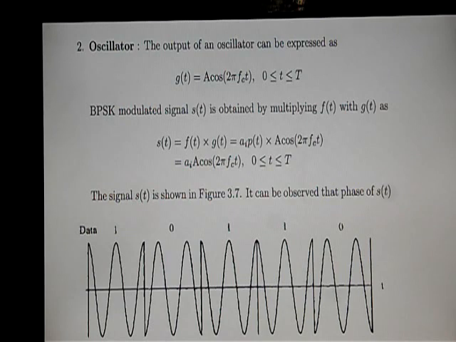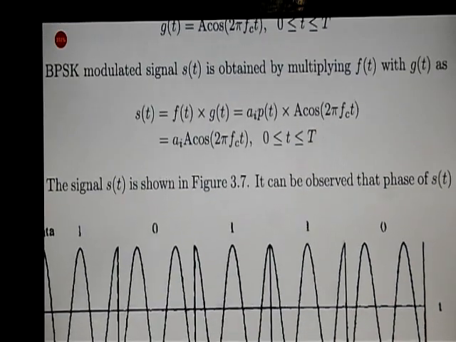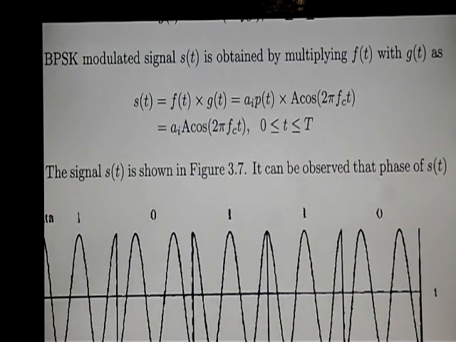Again, it is a time function, and that is the oscillator, so it gives us a sinusoid, a cos of 2 pi f c t, which is g of t. The BPSK modulated signal, s of t, is obtained by multiplying f of t with g of t. So you can see, as given in this equation, that your s of t is actually the product of f of t and g of t, which is shown as a multiplier in the block diagram.